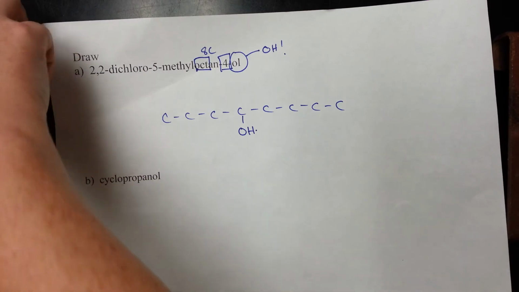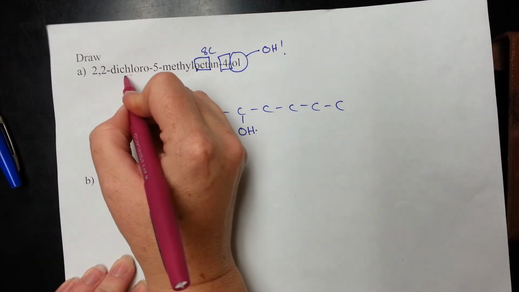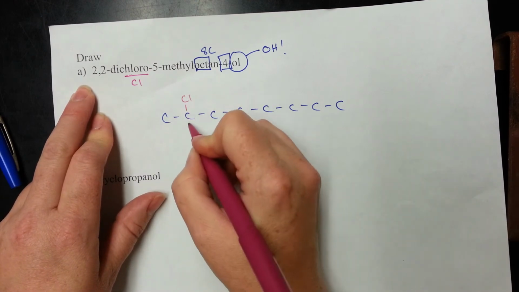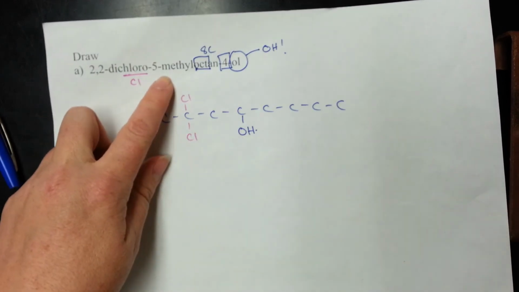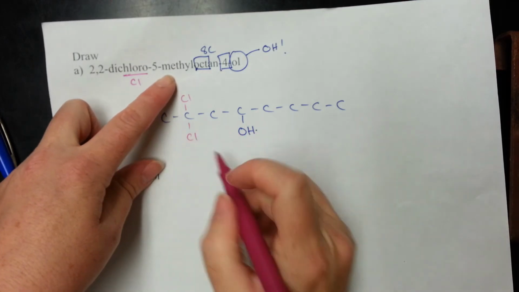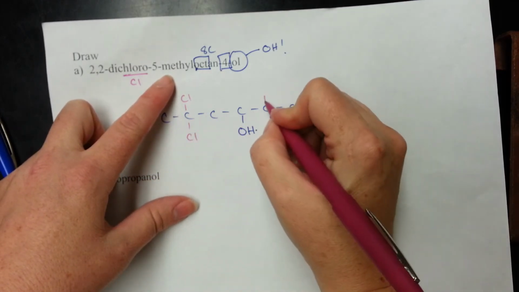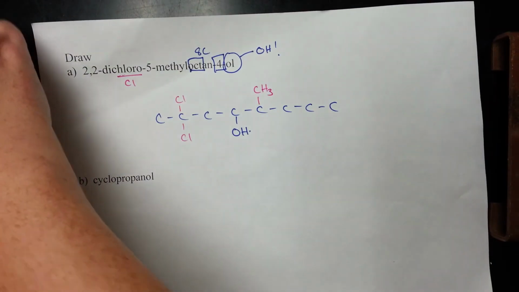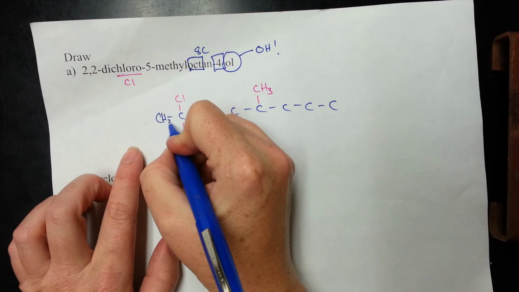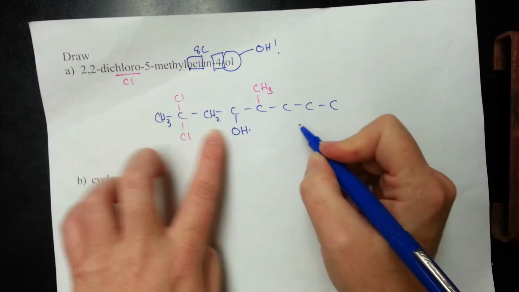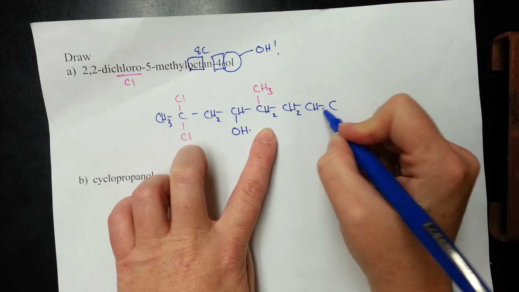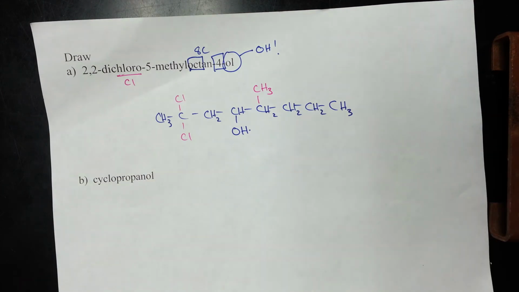And then I can start adding on my side chains as indicated. So chloro means Cl. It's on carbon 2, and there's 2 of them as indicated by the di. The methyl means a 1-carbon chain on carbon 5. 1, 2, 3, 4, 5. There's my methyl group. And I've done all the side chains, so I can go back and start putting in my hydrogens as we have been doing in practice. And there I have my diagram done.